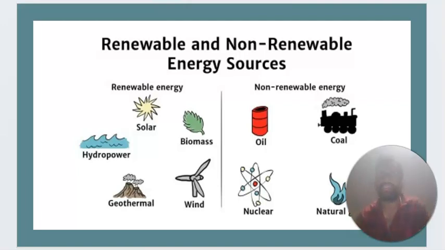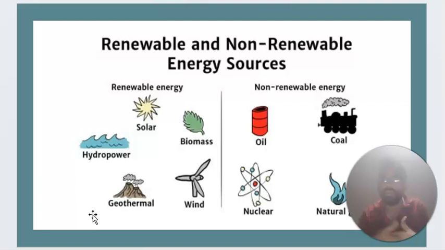For renewable energy sources, see the picture and you will understand: solar, biomass energy, hydropower plant, geothermal, wind energy and tidal. These come under renewable energy, meaning it can be regenerated and we get this energy from nature. Now coming to non-renewable energy, we can't get these from nature. Here we can see oil, coal, nuclear and natural gases. These are the best examples of renewable and non-renewable energy sources.